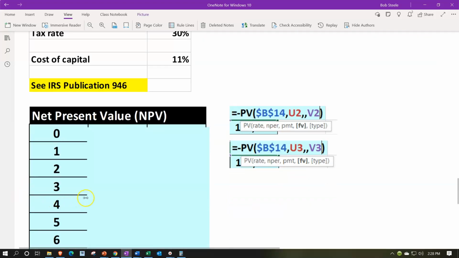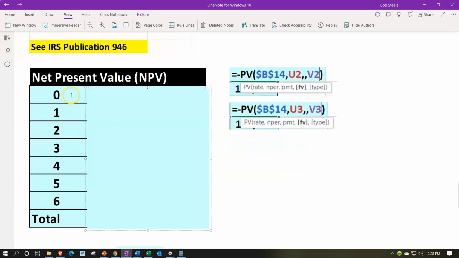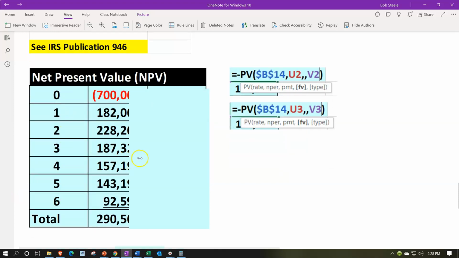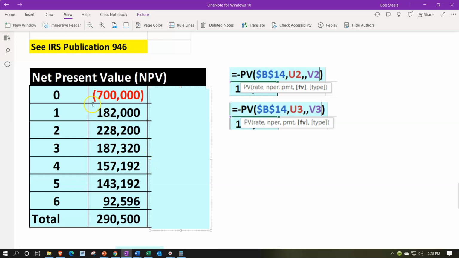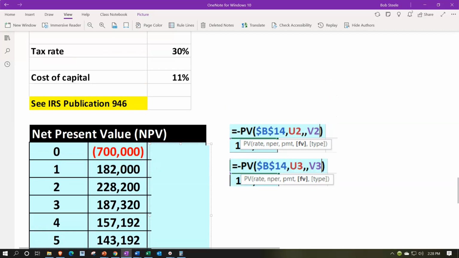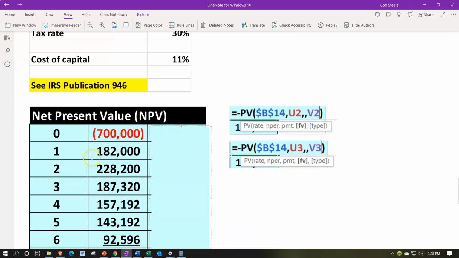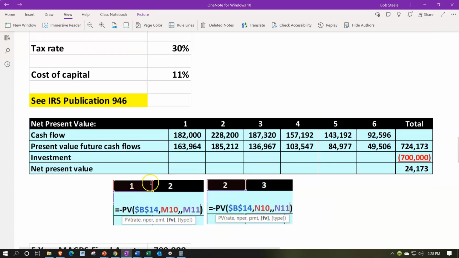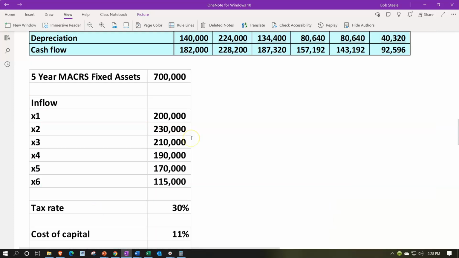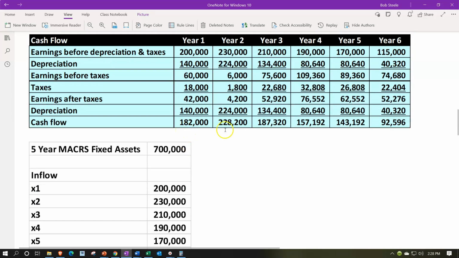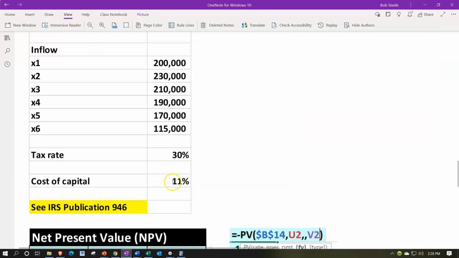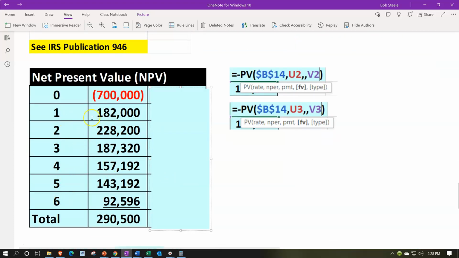So if we did it that way, we'd have zeros period 0 through 6. And then we just list our cash flows in this format. This time, I'll list period 0 with our cash outflow of the 700,000 as a negative number. And then the inflows in the same format. It's just these same inflows that we had up top, which we calculated in our cash flow here. But now they're vertical. So period 1 through 6, we have the cash flows.